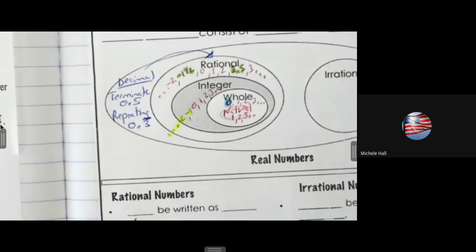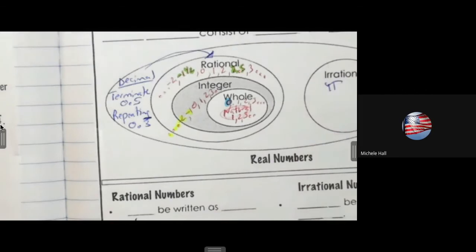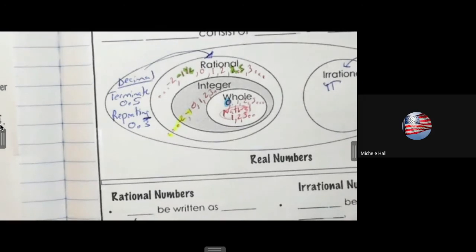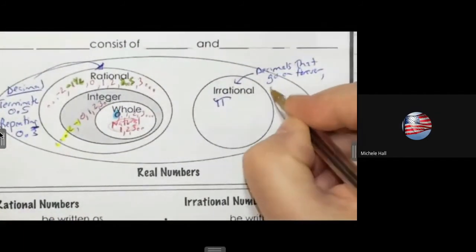Terminating, repeating. What other kind of decimal is there? The irrational ones are the ones that go on forever. Like pi. For these ones, it would be decimals that go on forever. Decimals that go on forever with no pattern.